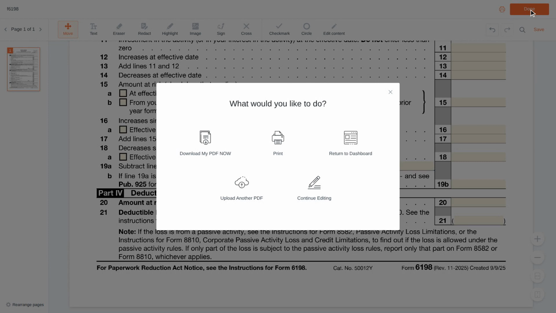Note that even if a loss passes the at-risk test, it may still be limited by the passive activity rules on Form 8582.